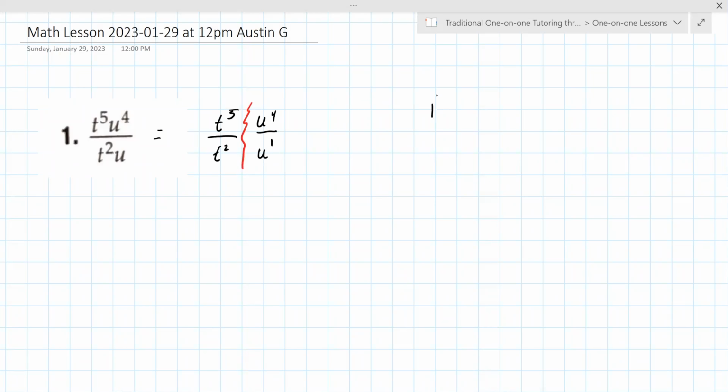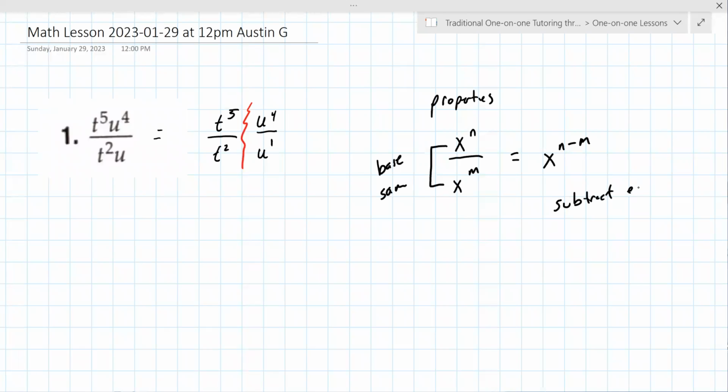Now there's a bunch of properties, and you're going to see me showing you those over and over again today. The first is that if you have a base to an exponent, and you're dividing by another base to an exponent, the thing you need to focus on is that the base is the same. Okay. When you're dividing, division becomes subtraction. You subtract the exponents.